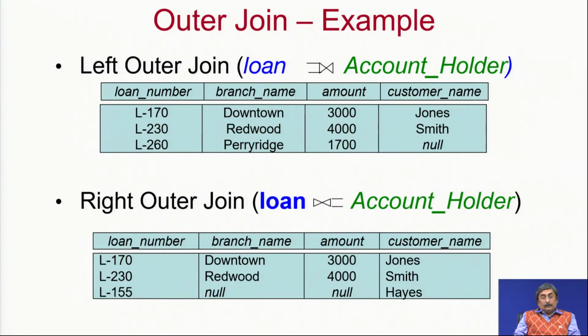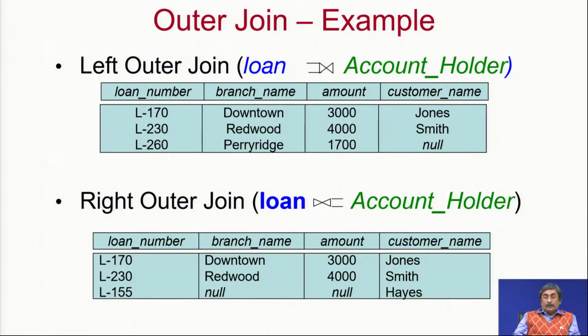But if you look at the left outer join, you see that the loans which are taken in this particular bank, details of those loans, I can see the customer names of those loans, of those loan takers, the borrowers.